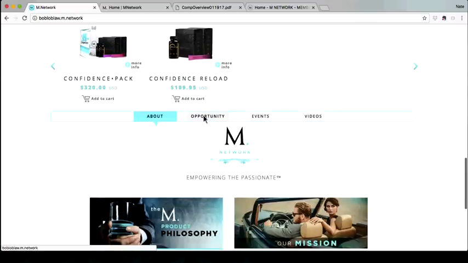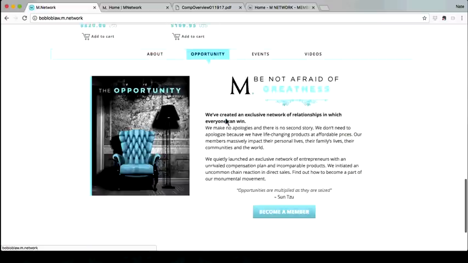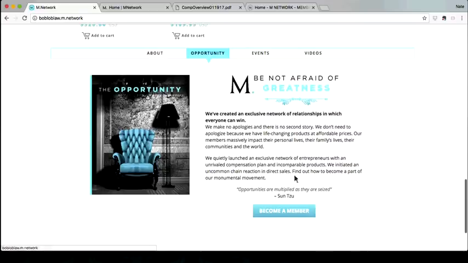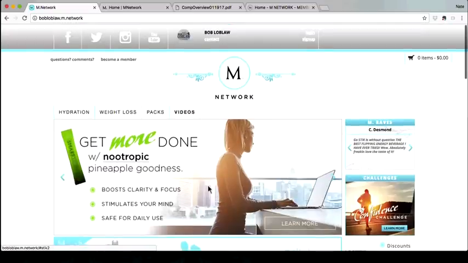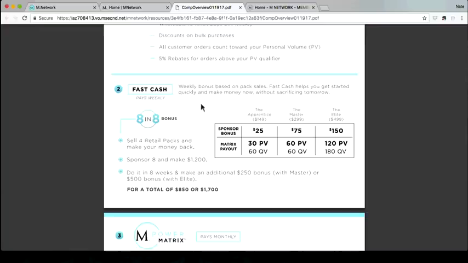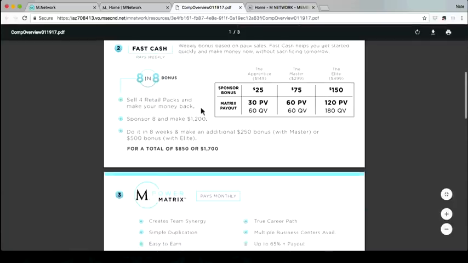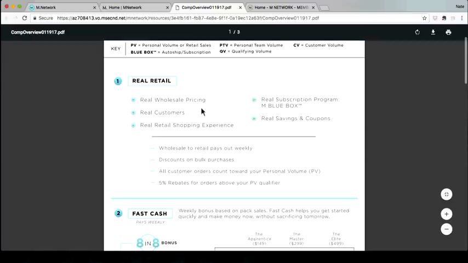If you look at this tab right here as you scroll down through the page, this opportunity tab, this is the only spot on the whole page that talks about anything other than the retail price of the products. So it doesn't feel like you can become a member for better pricing. It doesn't have any of that typical network marketing mumbo jumbo around it. It's all very retail friendly. That's the joy of this real retail product.